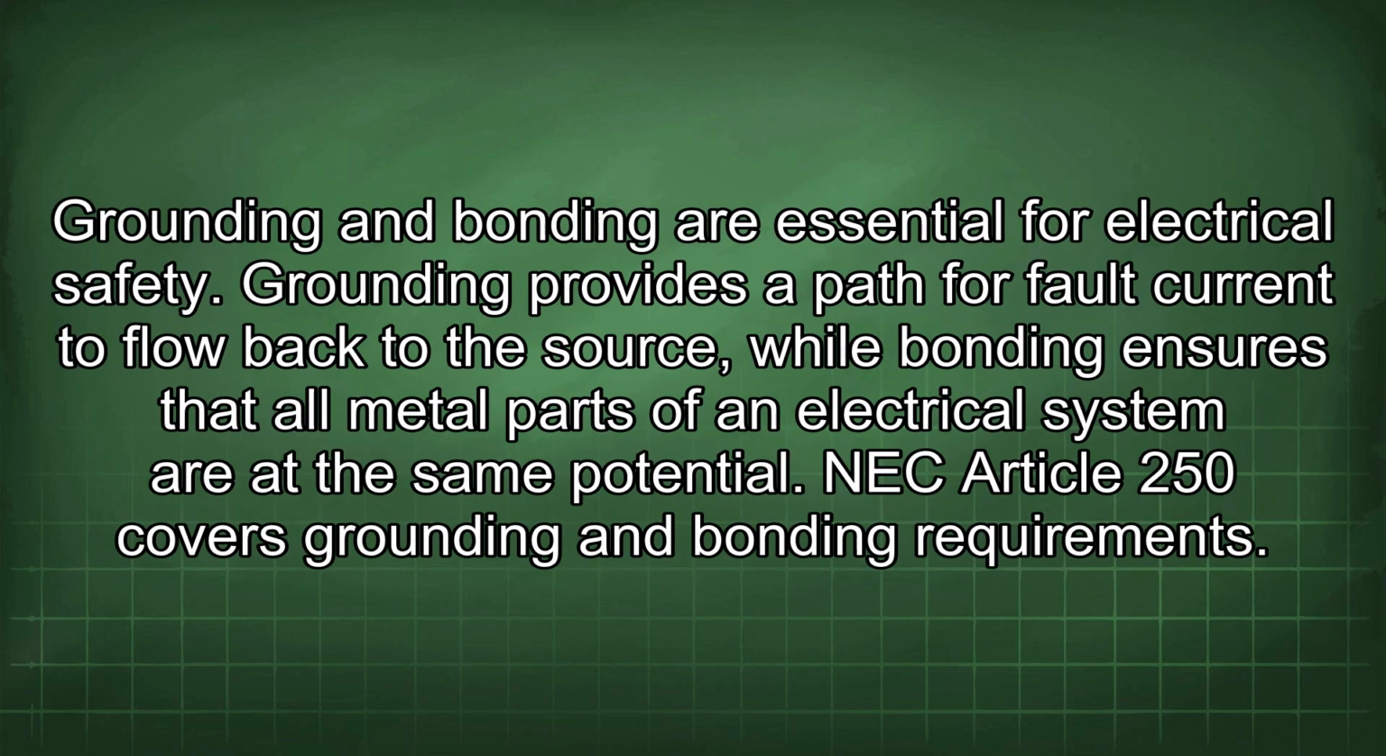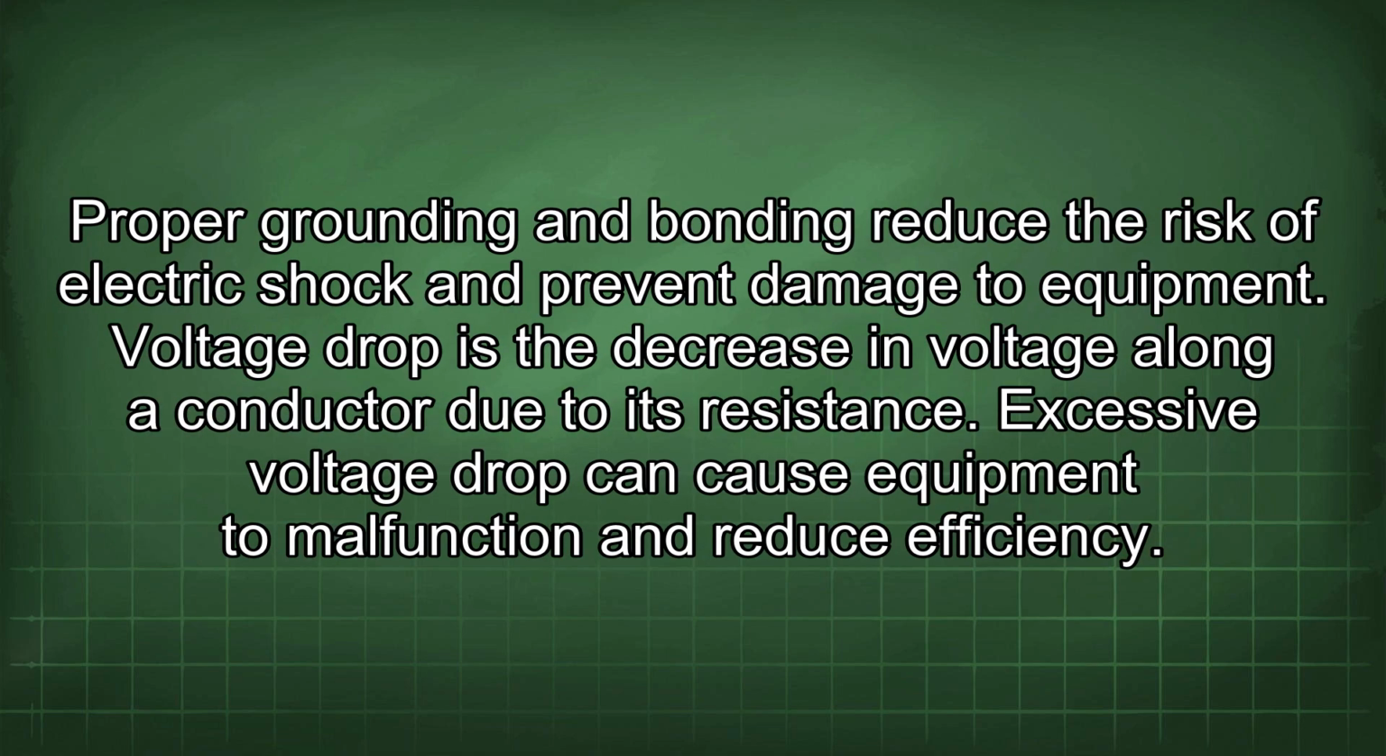Grounding and bonding are essential for electrical safety. Grounding provides a path for fault current to flow back to the source, while bonding ensures that all metal parts of an electrical system are at the same potential. NEC Article 250 covers grounding and bonding requirements. Proper grounding and bonding reduce the risk of electric shock and prevent damage to equipment.